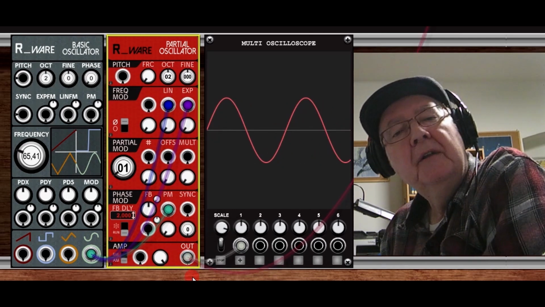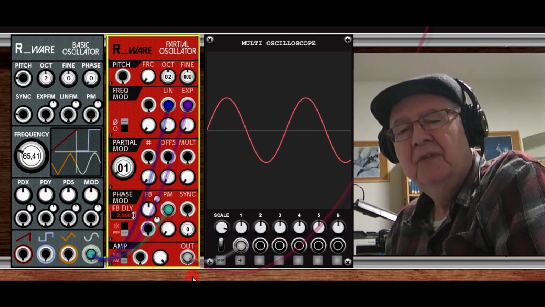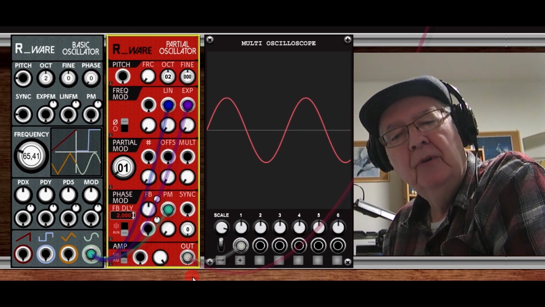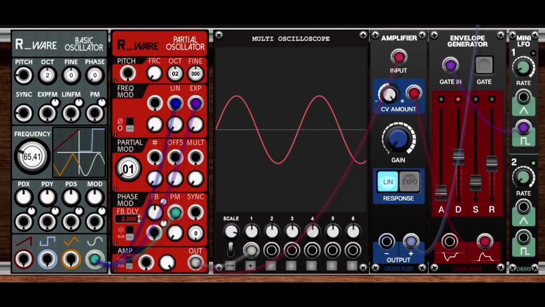You see and hear that exponential FM and phase modulation are a little bit more similar to each other than phase modulation and linear frequency modulation. And now the same with the volume envelope modulated so that we get single hits.